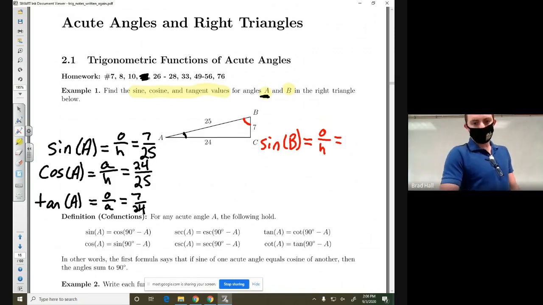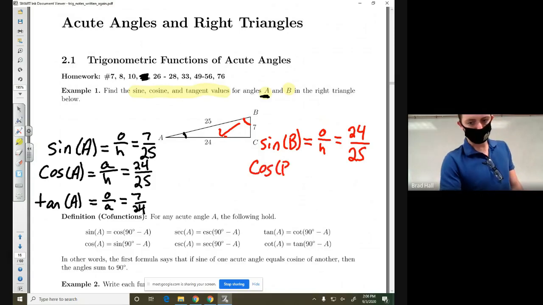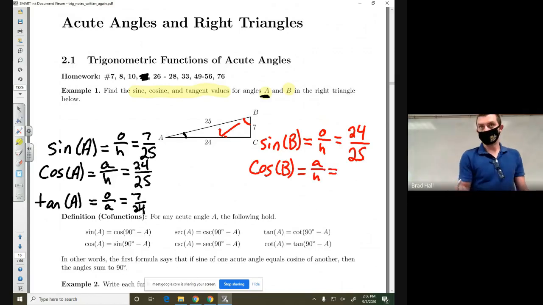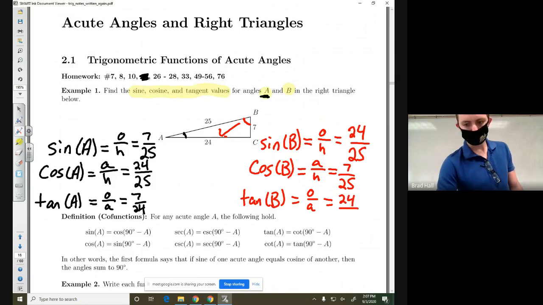So here the opposite of B is 24. And then the hypotenuse is 25. So this is different than for angle A, where the opposite value was 7. But if you understand that, then the rest of these shouldn't be too bad. Cosine of B is adjacent over hypotenuse. And now adjacent is 7, so not 24 like it was for angle A. And tangent of B, opposite over adjacent, which is 24 over 7.